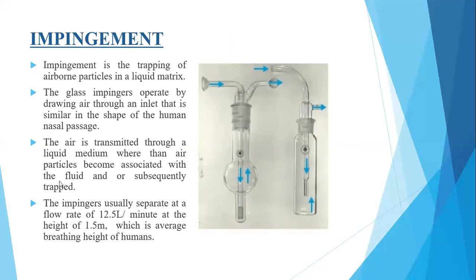Impingement. Impingement is a trapping of the airborne particles in a liquid matrix. The glass impinger is operated by drawing the air through the inlet that is similar to the shape of the human nostril passage. The air is transmitted through the liquid medium, where the air particles become associated and subsequently trapped. The impingers are usually operated at a flow rate of 12.5 liters per minute at a height of 0.5 meter, the average breathing height of humans.